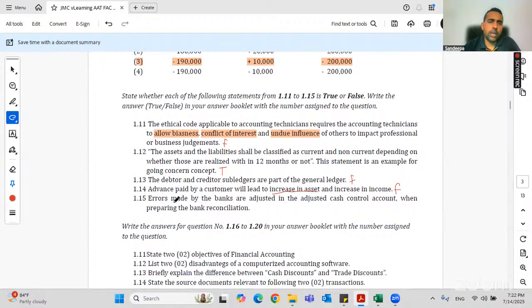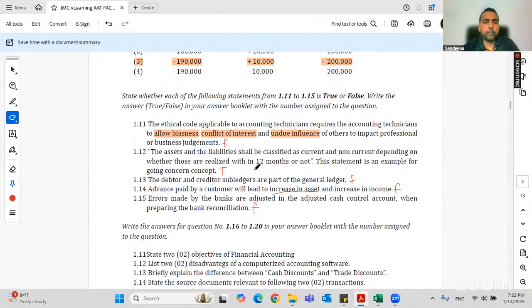Errors made by the bank are adjusted in the adjusted cash control when preparing the bank reconciliation. No. Errors made by the bank, you cannot correct. You can show them in the bank rec, but you can't correct. Okay.